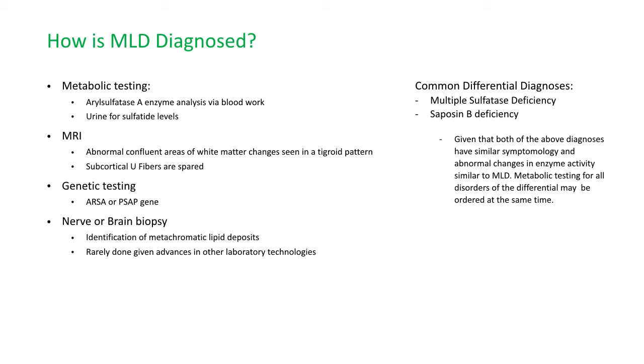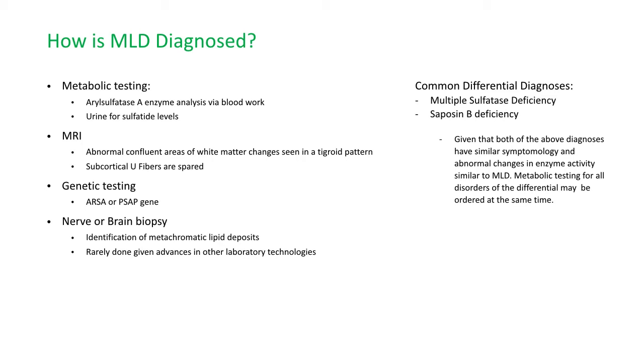Brain MRI, abnormal confluent areas of white matter changes may be seen. Genetic testing, and something that's not typically done but could be done is a nerve or a brain biopsy. And again, this is rarely done given the advances in other laboratory technologies that we currently have today.